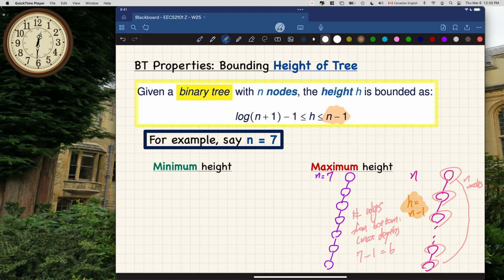I want to deal with maximum first. That's maybe more intuitive for you to see. We don't need any derivation for the math right here. Okay.